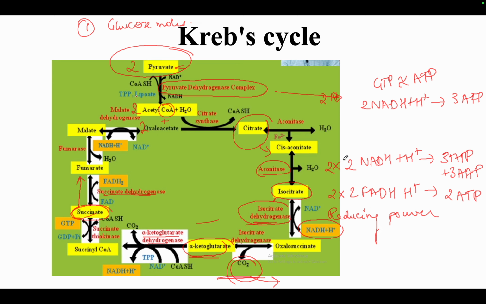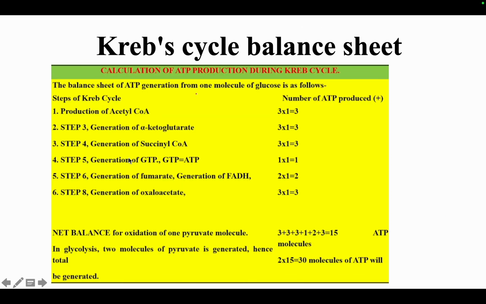Again GTP will also be 2. So let's see what is the final balance sheet of the Krebs cycle. Okay, so this is the balance sheet of the Krebs cycle.